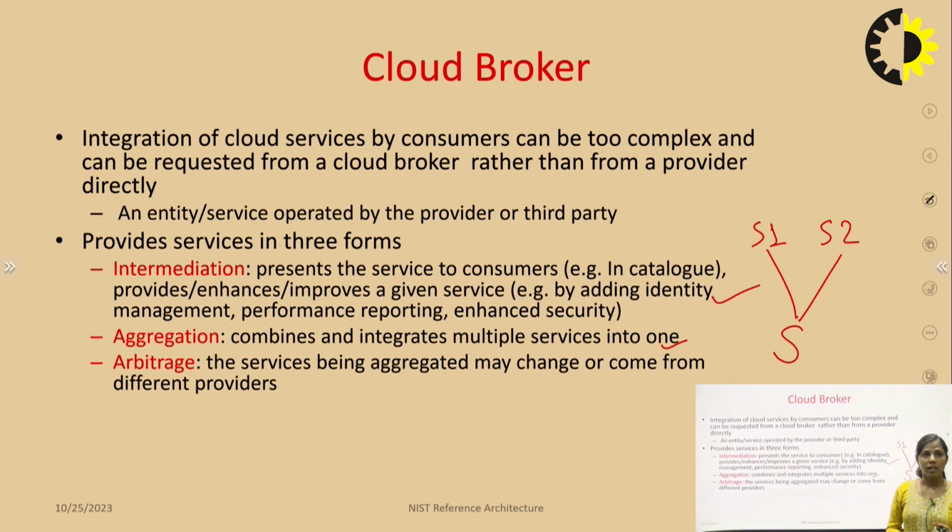Now, the next term is arbitrage. What does arbitrage do? The services being aggregated may change or come from different vendors. So whenever they come from different vendors, it combines or aggregates them, which comes under the arbitrage process.